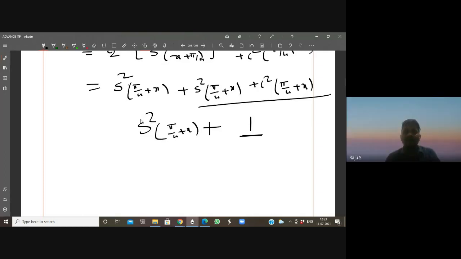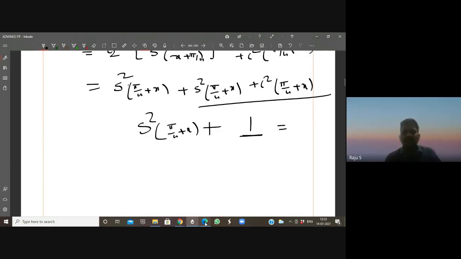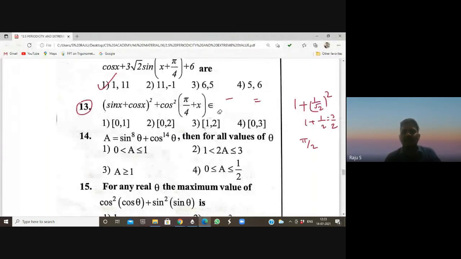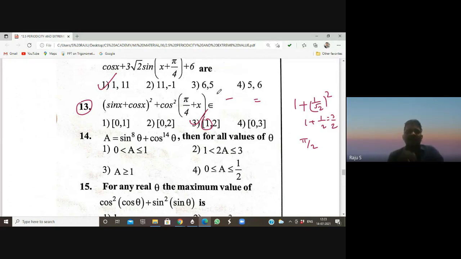Exactly, because you know the square will always be positive, 0 or positive. If it is 0, that is the minimum, but we also have 1 here. So the minimum value should be 1. That is the reason the minimum value is 1. The minimum value should not be 0, so the third option is correct. Even by simplification we can say the third option is correct. Absolutely correct.